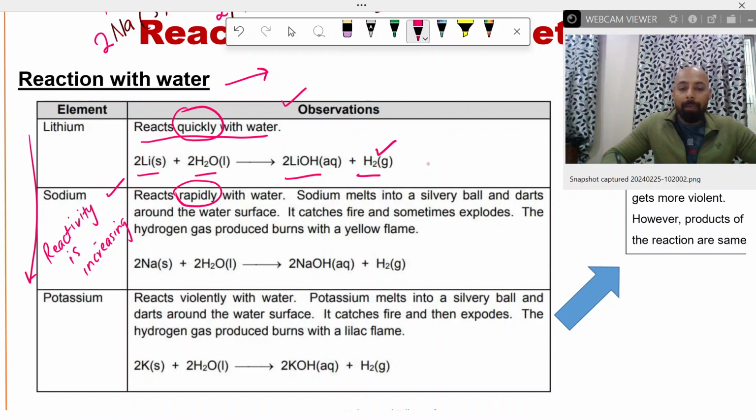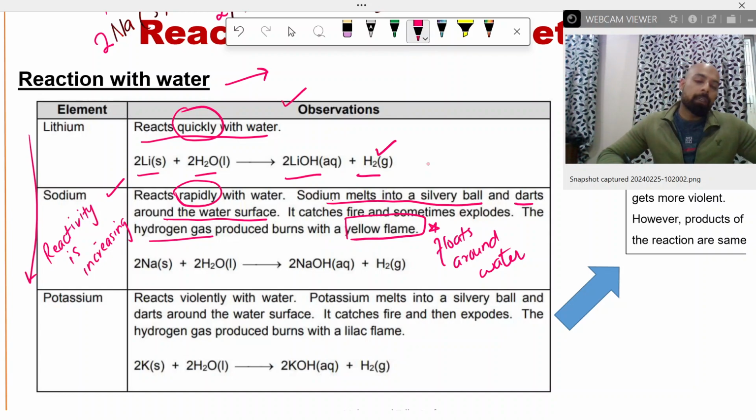Sodium melts into a silvery ball. These are the observations that you should remember. It melts into a silvery ball and darts around the water surface. Dart means it floats around on the water. The hydrogen gas produced burns with a yellow flame. So the flame of sodium is yellow, point to be noted. The equation is quite simple: sodium plus water gives sodium hydroxide plus hydrogen gas.